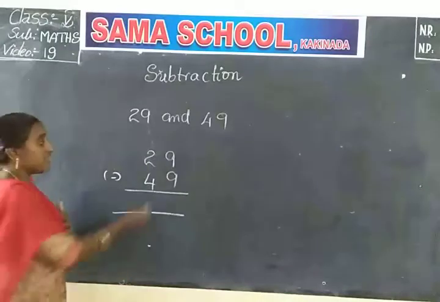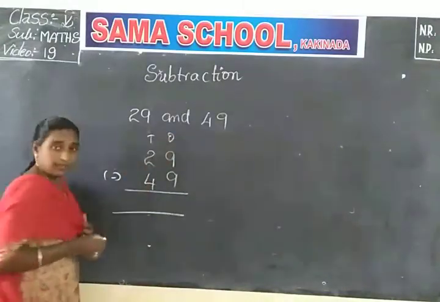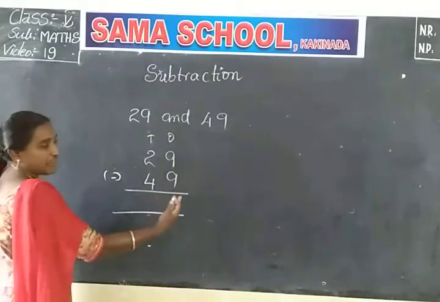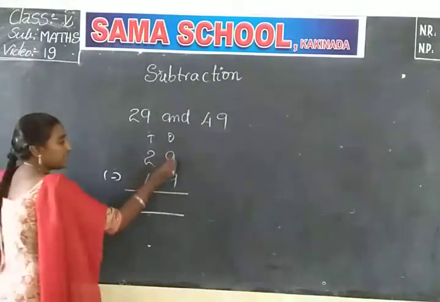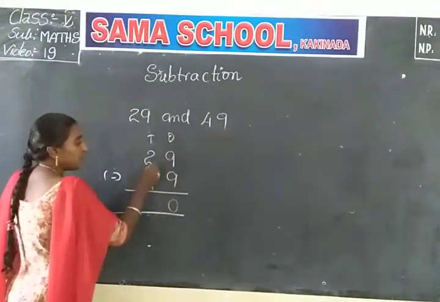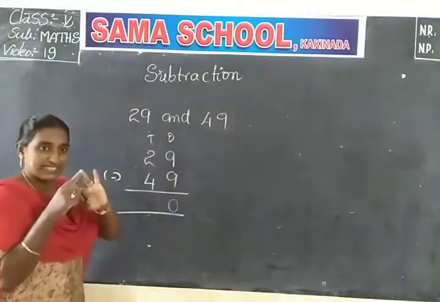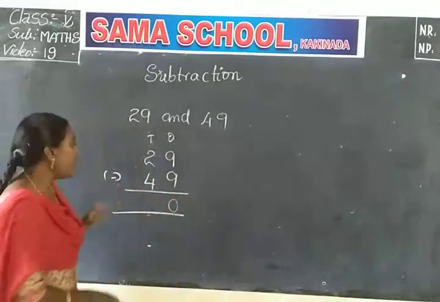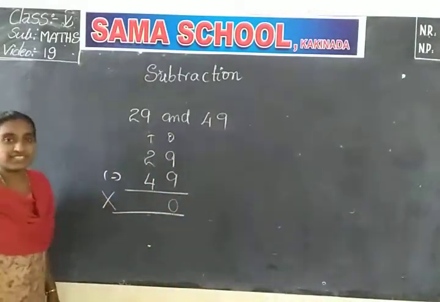See, in addition we have started from 1's place, right, children? In subtraction also we have to follow the same order. We have to start from 1's place only. 9 minus 9, 0. 2 minus 4, only 2 is there. And how can you subtract 4 from 2? Is it possible?